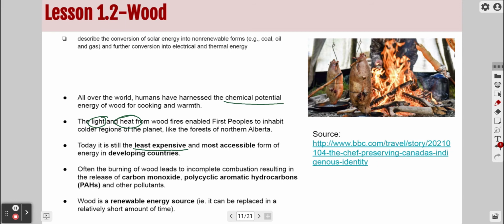Often this wood burning can be a little bit dangerous and not so good for health or the environment, but it can have a lot of incomplete combustion, and so you would never want to have a campfire in the middle of your house without good ventilation, because you can get that carbon monoxide produced when you have incomplete combustion. Okay. But wood is considered a renewable energy source because it can be replaced in our lifetime in a short period of time, so it's considered renewable.